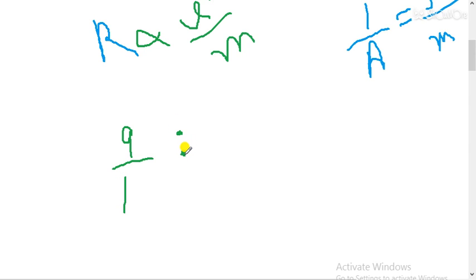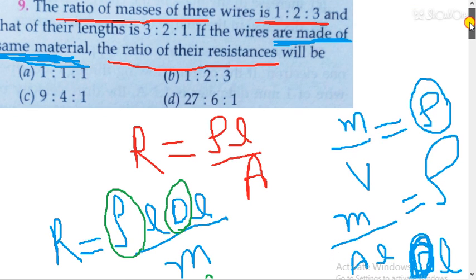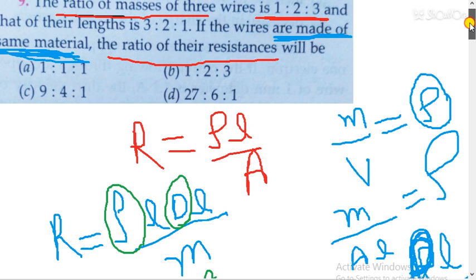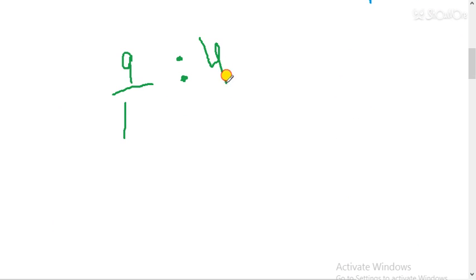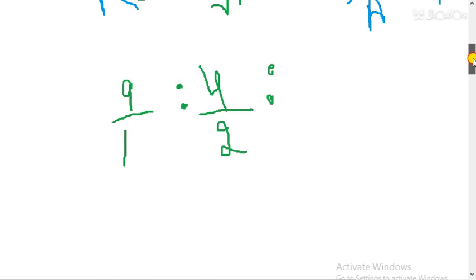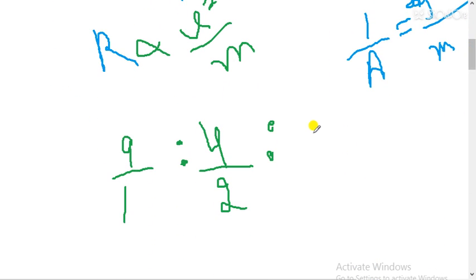First resistance ratio. I am talking about the ratio. I am not talking about the actual value because in the ratio density will cancel out. So 9 by 1, from this equation, L square, L1 is 3, M1 is 1, now L2 is 4 by 2. So here I can write 4 by 2 and the last term is 1 by 3. So here I will write 1 by 3.